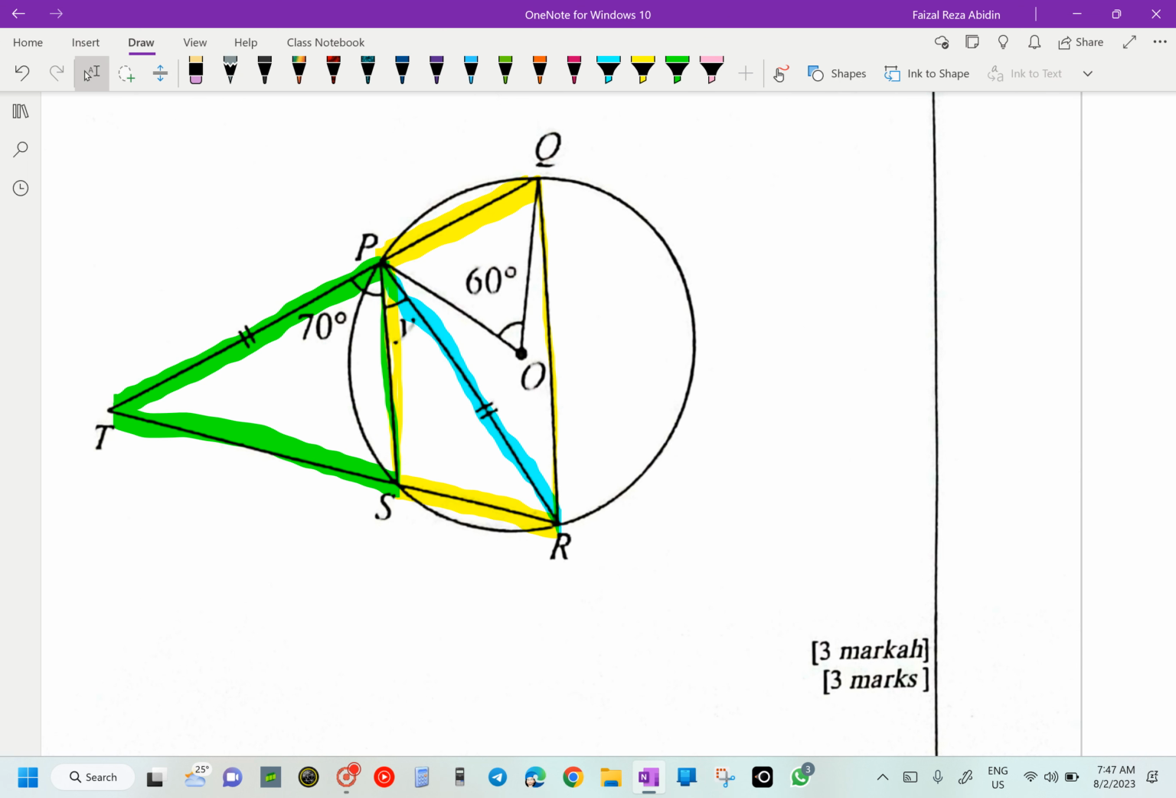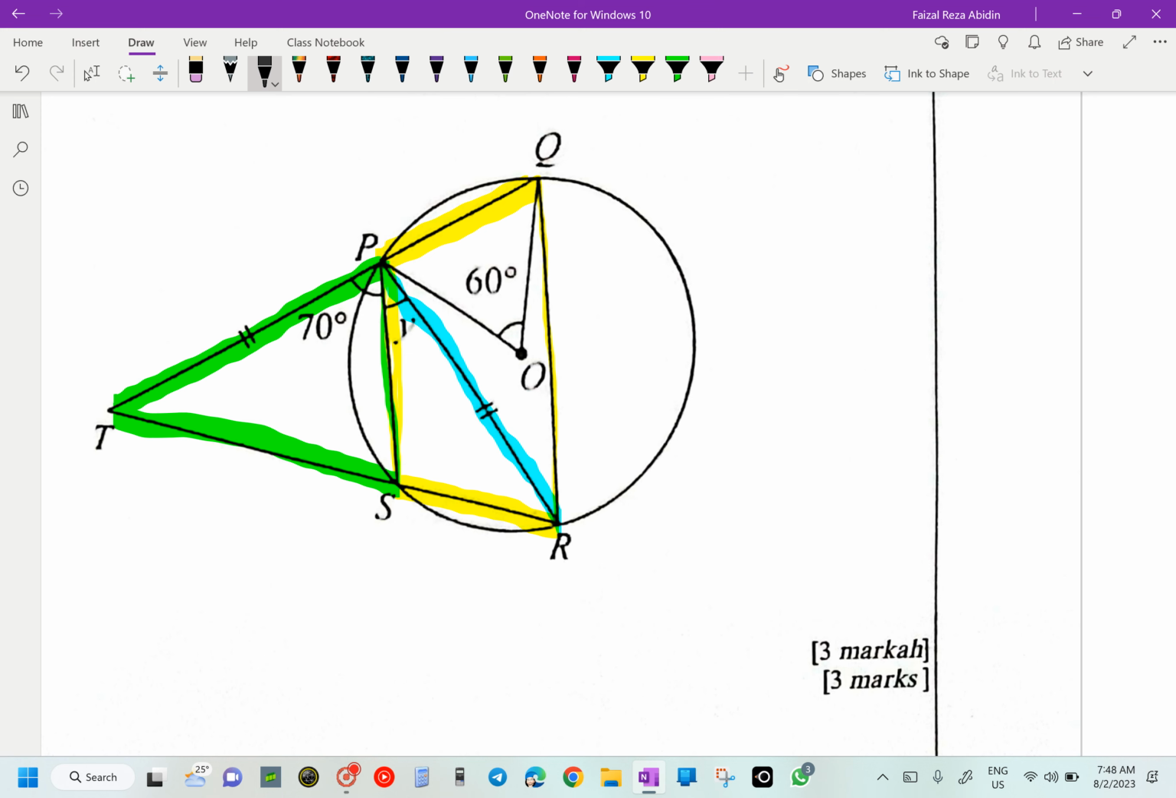First thing first. You have 60 degree there. You have 70 degree there. Which one are you going to find first? Yes. Angle R, by using our arc PQ. Am I right?